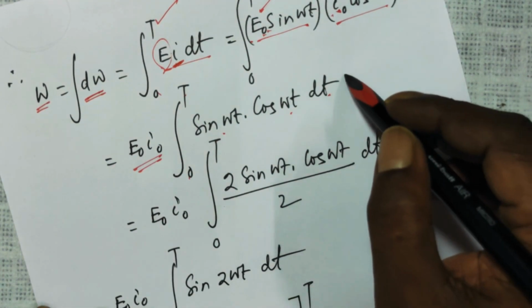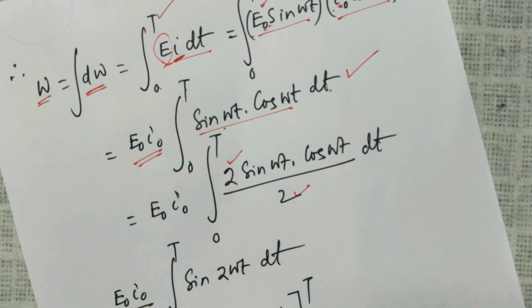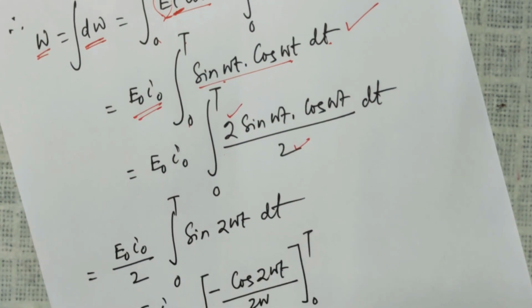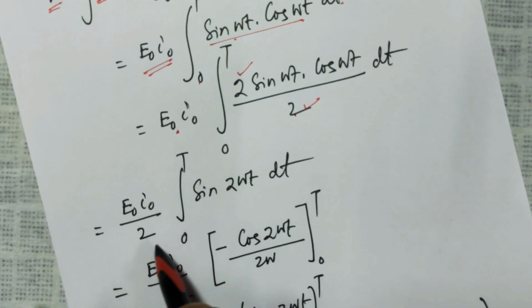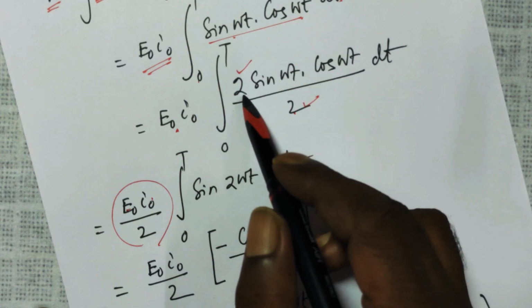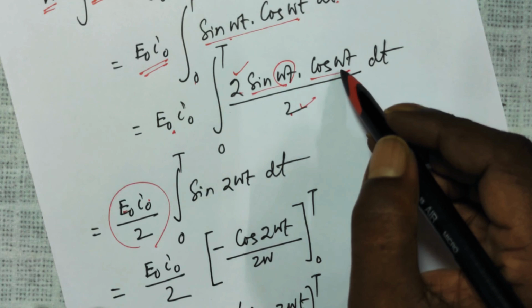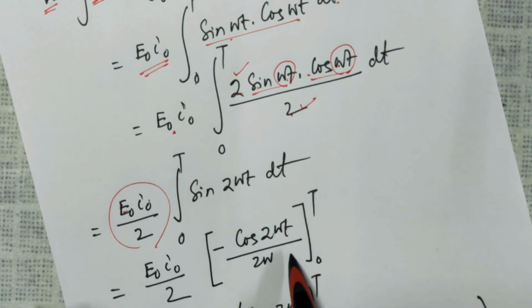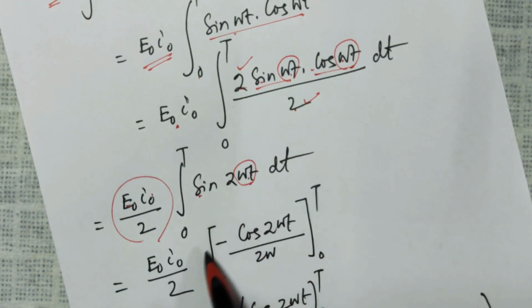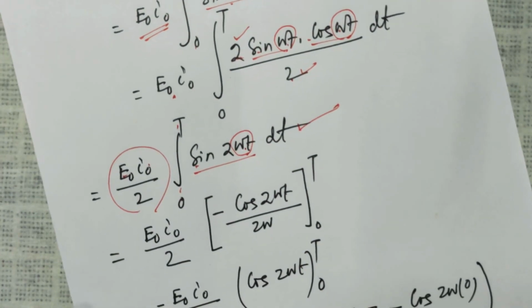Now what do I do? I multiply this with a 2 and divide by this 2. Means I have not made any changes. To bring it into a formula which becomes simpler for me to integrate. So this 2 comes outside being a constant. So E naught I naught by 2, I am left with 2 sin omega t cos omega t. If you consider omega t as theta, which is of course an angle theta, 2 sin theta cos theta is equal to sin 2 theta. So integration of sin 2 omega t from 0 to T with respect to dt.